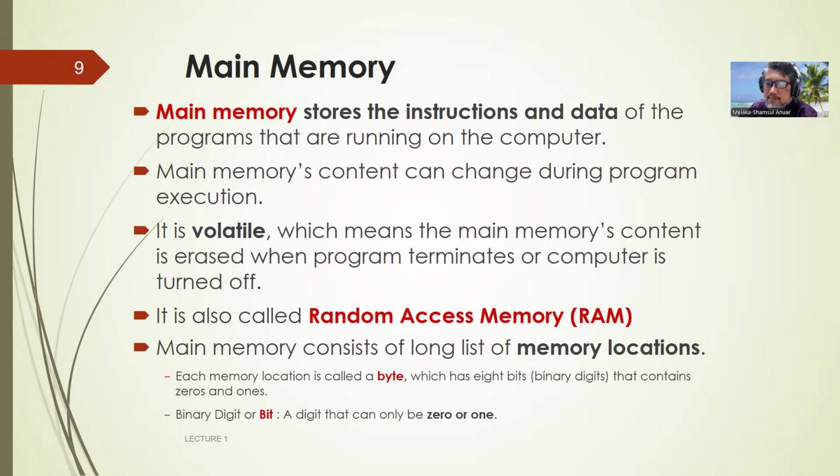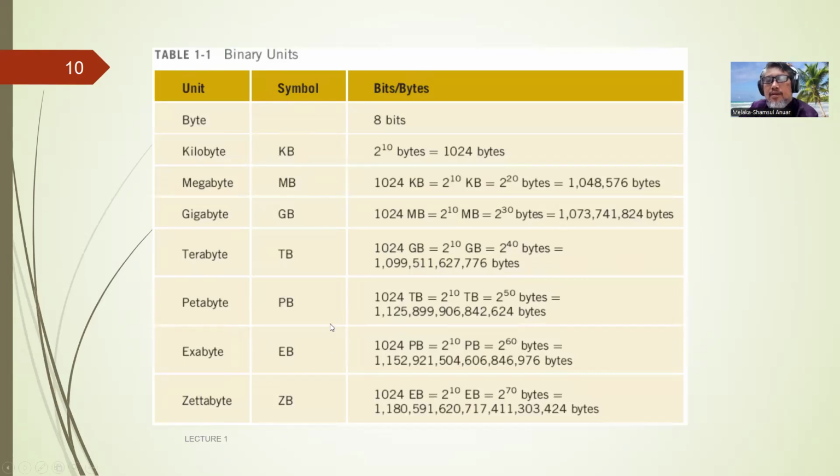So a byte will have 8 bits, 8 binary digits, and each of the digits is only either 0 or 1. Okay, so it is shown by this.